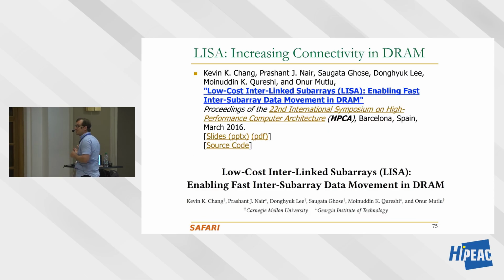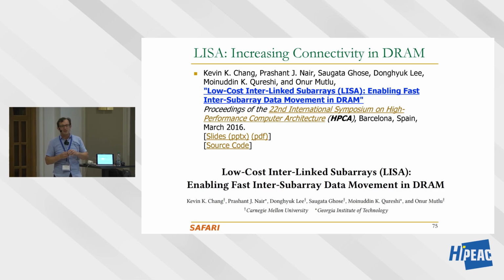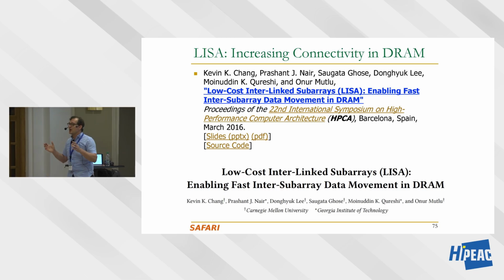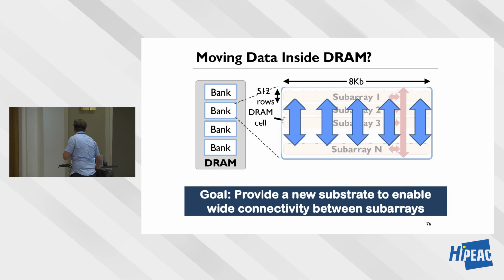Increasing connectivity in DRAM. This sort of data movement is really limited by connectivity in DRAM. Unfortunately, whenever you want to do computation, you need connectivity, communication capability as well. My favorite example over here is the brain. The brain has a lot of connectivity, whereas our modern memory chips have very little connectivity internally. So in this work, we tried to increase the connectivity. We want to move data inside the DRAM.